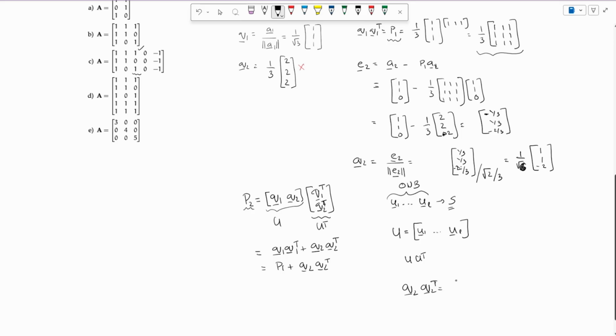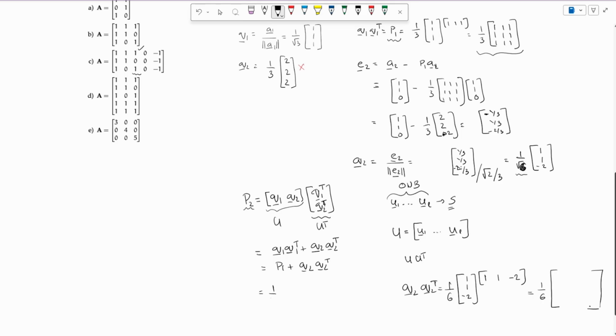So that'll be 1. Because it's Q2, there'll be two 1 by root 6s. That means I can write it as 1 by 6, and then I'll have a column vector 1, 1, minus 2 multiplied by the row. What will this be? This will be 1 by 6. And what will this be equal to?